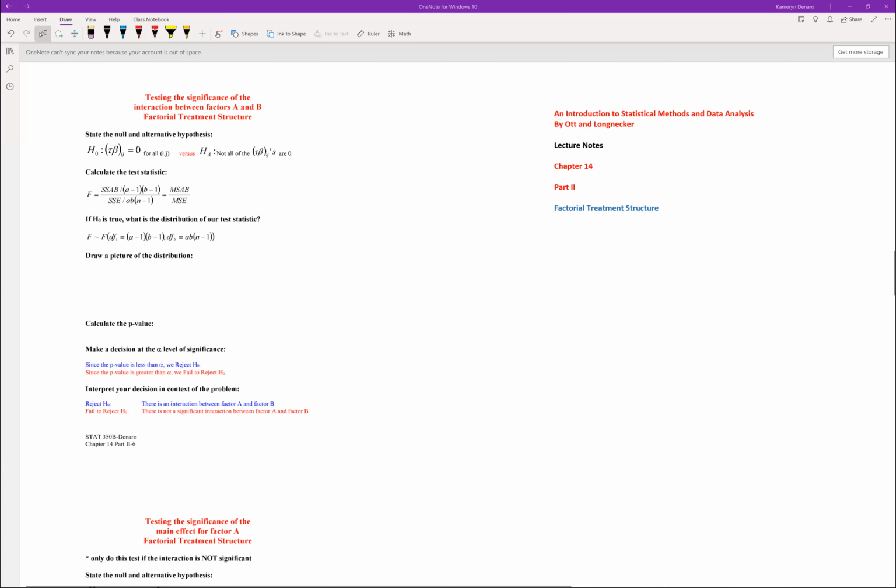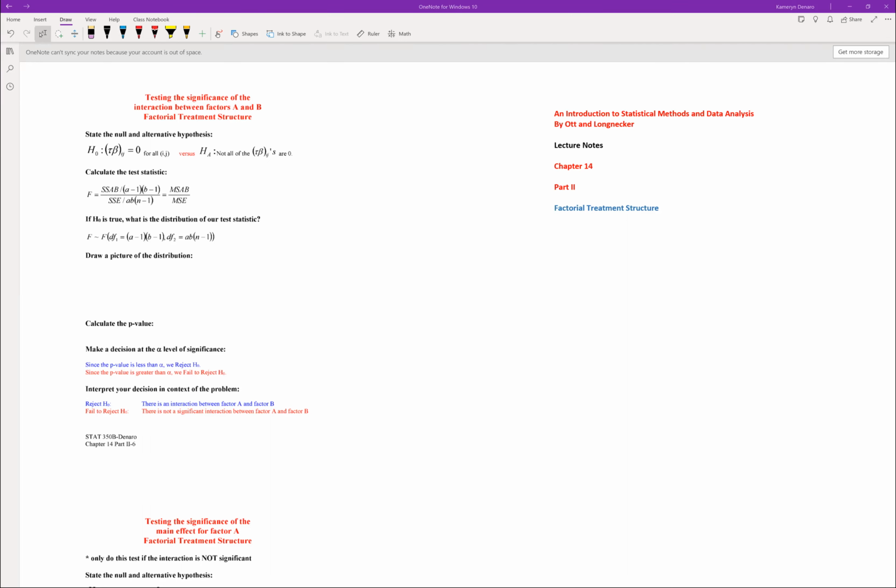Hello, everyone. We're working through An Introduction to Statistical Methods and Data Analysis by Ott and Longnecker, Chapter 14, Part 2, Factorial Treatment Structure. In this section, we're going to be talking about testing the significance of interaction terms as well as the main effects. If you have a factorial treatment structure, that means you have two different factors where you're going to randomize people into the many combinations of those factors.